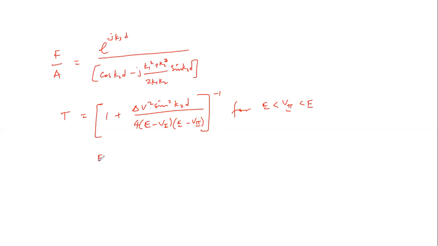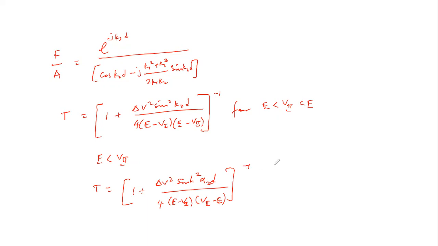Now, when E is less than V2, it is more convenient to replace the sine function by the corresponding hyperbolic sine function, so T is given as 1 plus delta V squared sinh squared alpha 2d divided by 4(E minus V1)(V2 minus E), all to the power of minus 1. Hence, all the factors of T are positive.